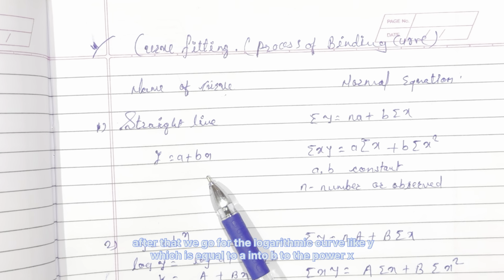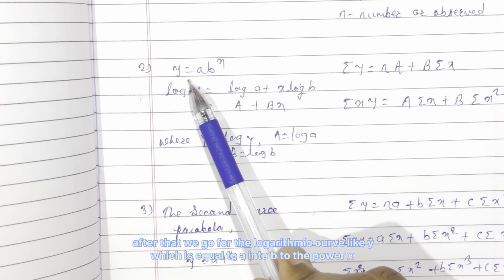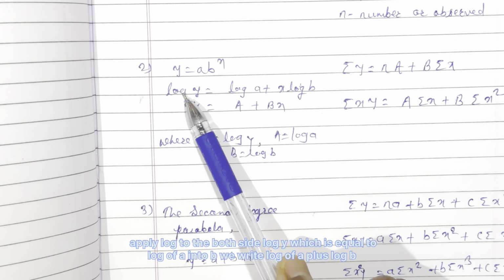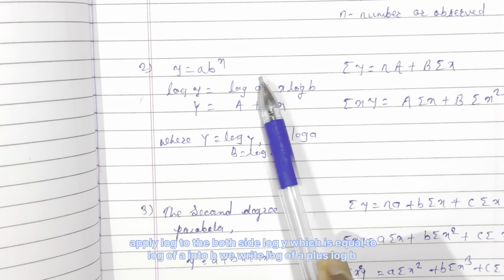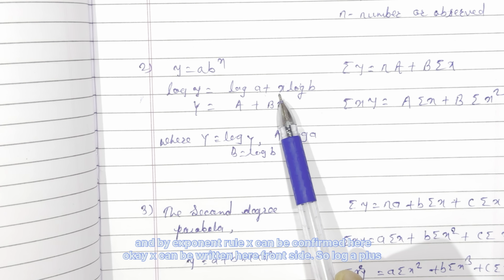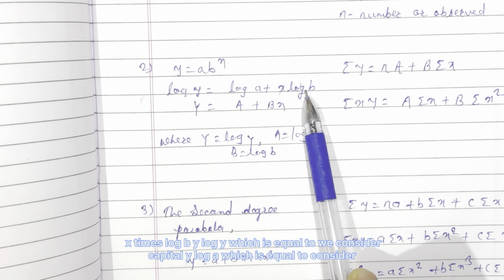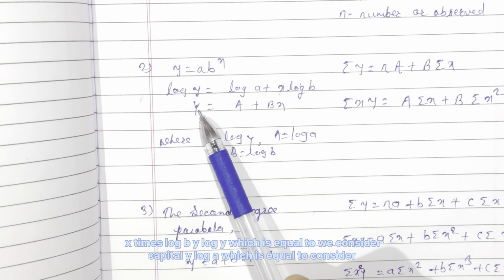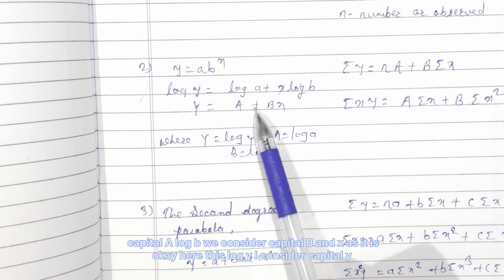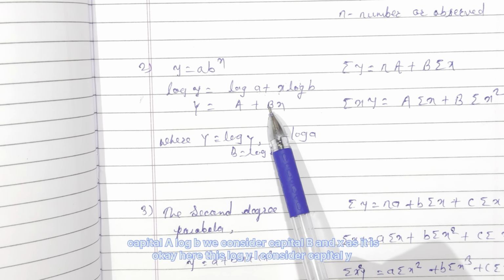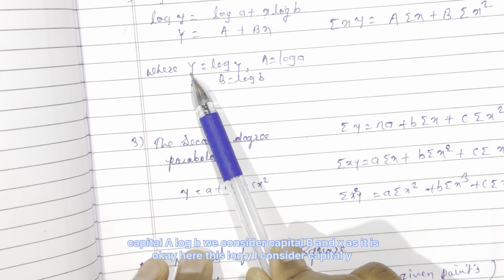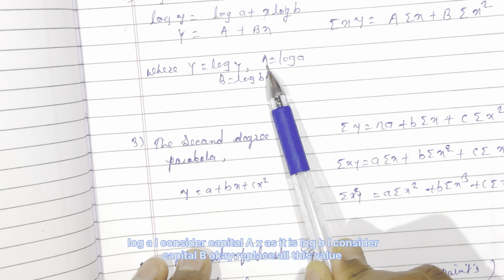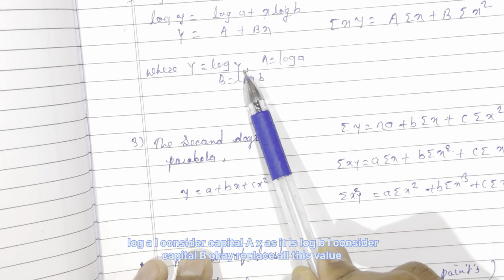After that we go for the exponential curve, like y equals a into b to the power x. Apply log to both sides: log y equals log of a into b, we write log a plus log b to the power x, and by the exponent rule x can come to the front. So log a plus x times log b. We consider log y as capital Y, log a as capital A, x as it is, and log b as capital B.